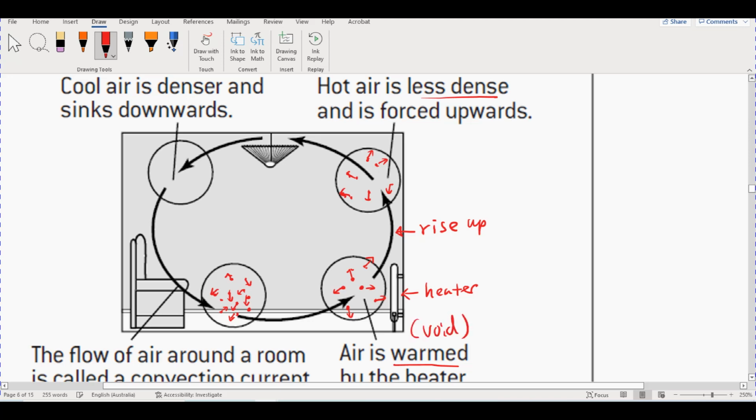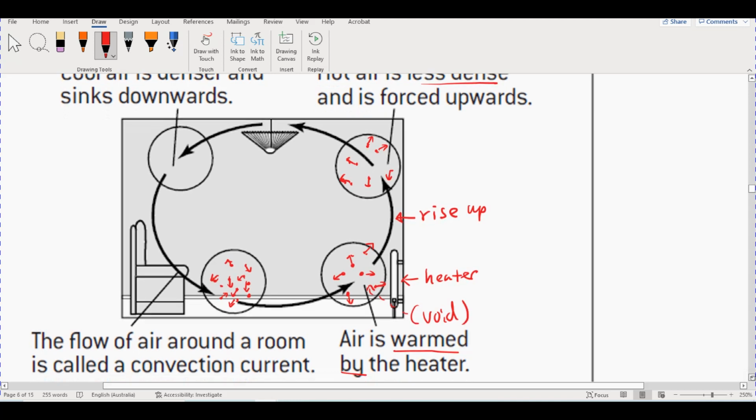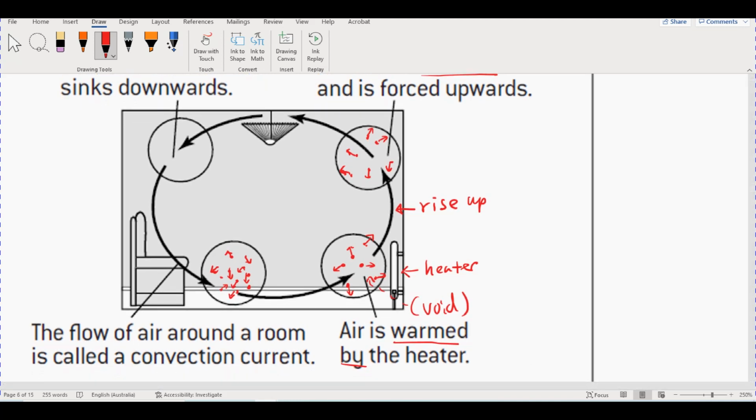So there's a void right here. That means there's some space to be filled in. So what kind of air molecules will go to fill in? Of course, the air from the closest region will fill in. Those air molecules just next to the void region tend to be the first bunch of air molecules to go into the void.